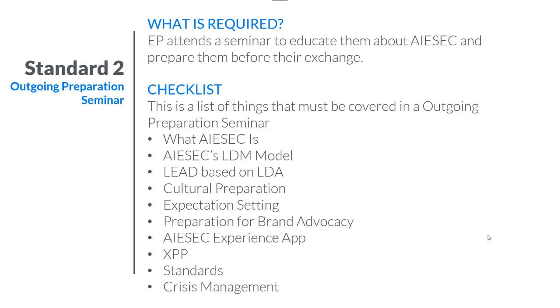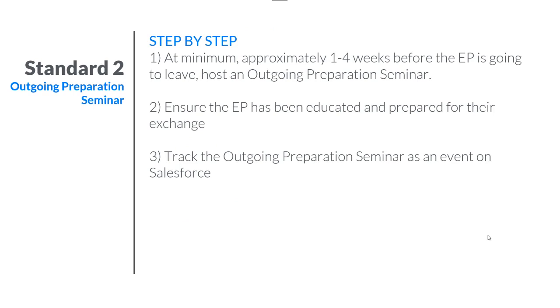The AIESEC Experience app: they can download it, and they need to download it as soon as they are approved. XPP, Exchange Participant Policies, education about the standards, and education about crisis management. If a crisis or issue happens, what they need to do, how they need to react, and how they need to communicate with you. Step by step: at minimum approximately 1 to 4 weeks before the EP leaves, host an outgoing preparation seminar. Ensure that the EP has been educated and prepared for their exchange, and track the outgoing preparation seminar as an event on Salesforce.